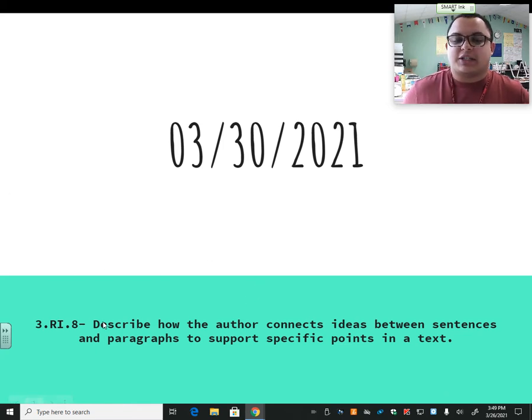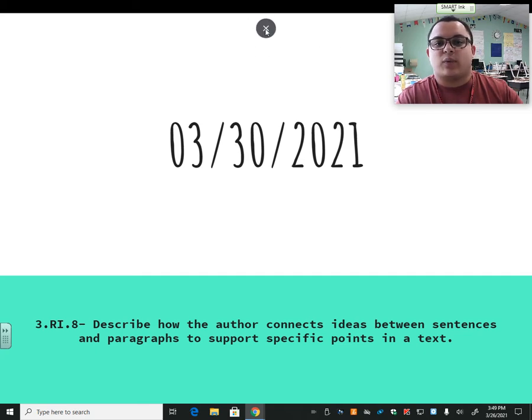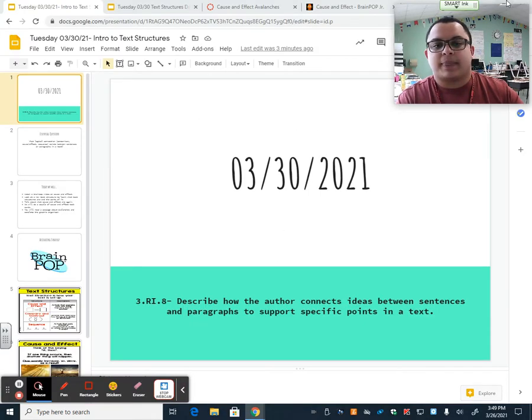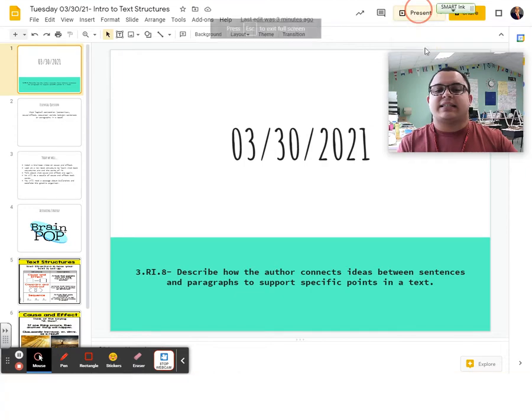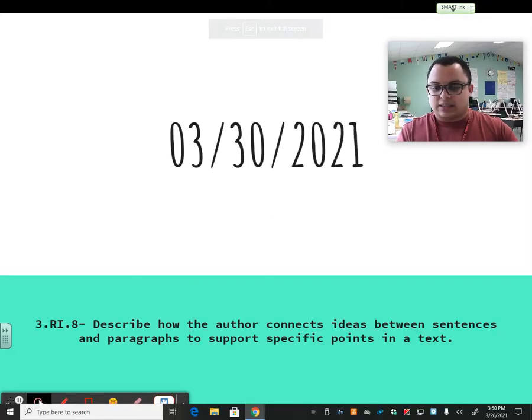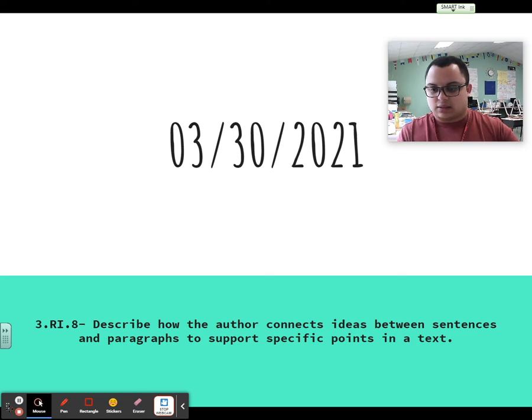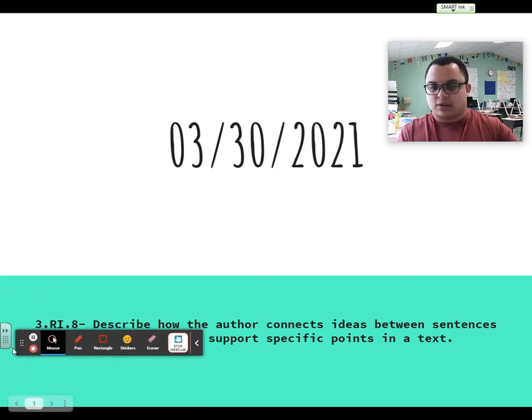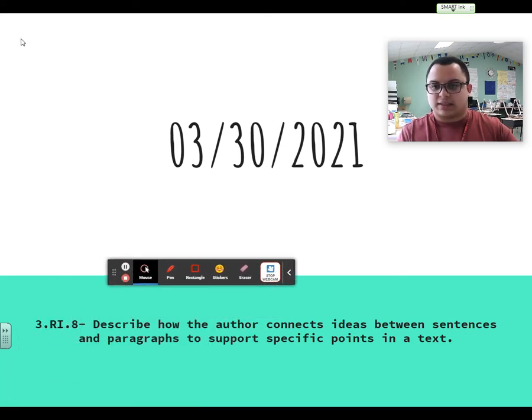All right, let's just go ahead and jump right in with what we are going to do today. So, today we are starting a new standard. And the standard that we're starting is going to be 3RI.8. Describe how the author connects ideas between sentences and paragraphs to support specific points in a text. And I'm going to give an example of that later. All right, let me move this. Let's move this up. There's a new toolbar that I get to use, and I'm excited.